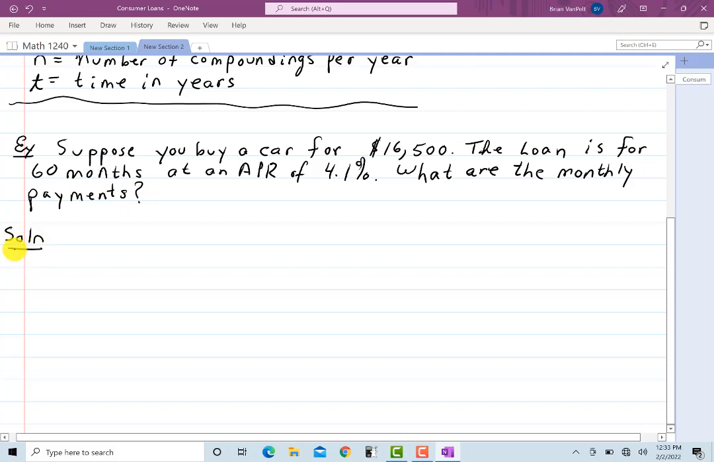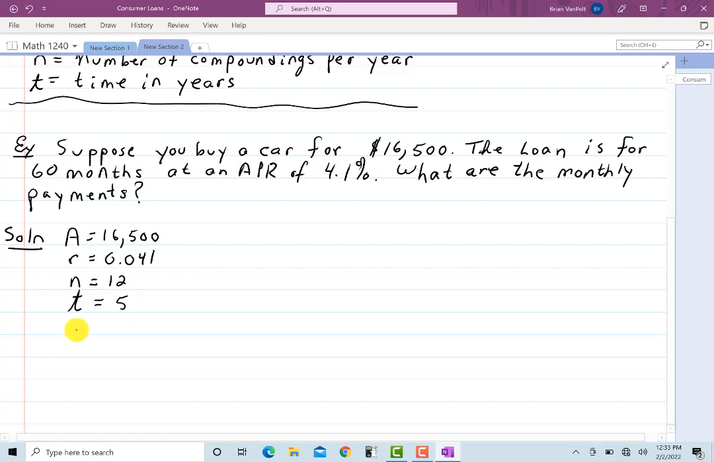And so let's put in the numbers that we know. We know the letter A because that's the loan amount, $16,500. R, the APR, is 0.041. N will be 12, we are paying monthly. T, 60 months is equal to 5 years. With car loans, they typically list them in terms of months instead of years for some reason. But I have everything there, and then I need to figure out the payment. So let me put the formula down.